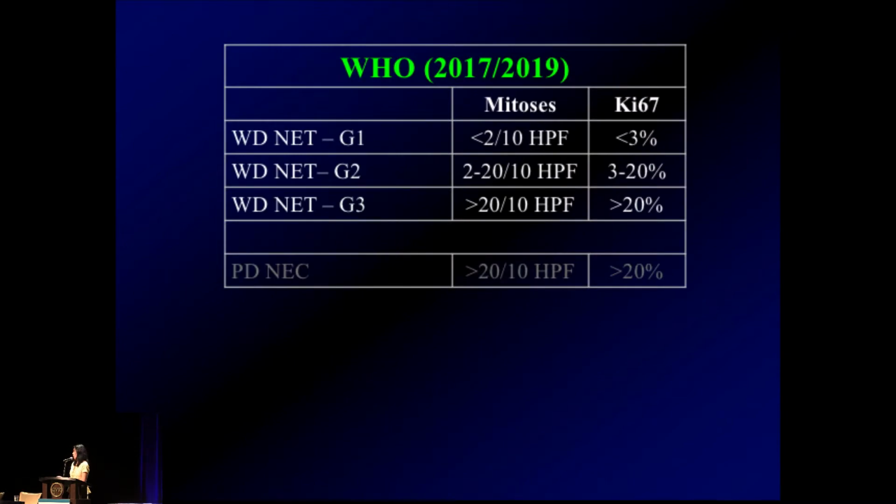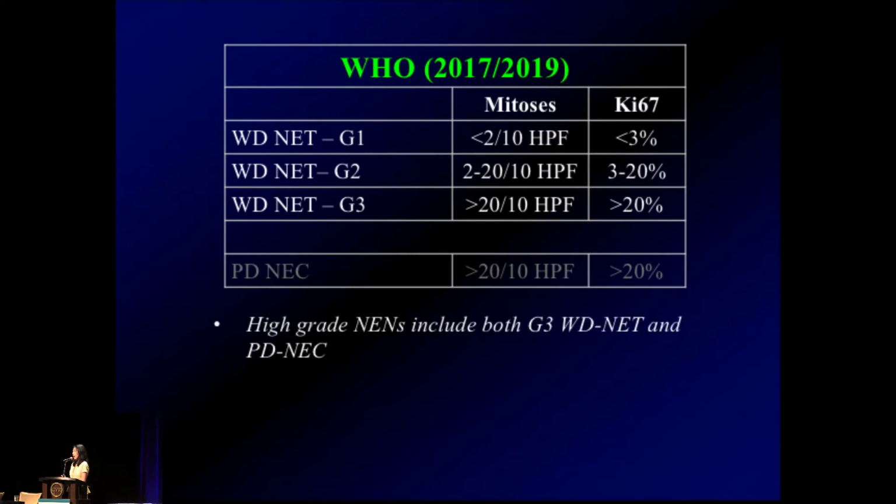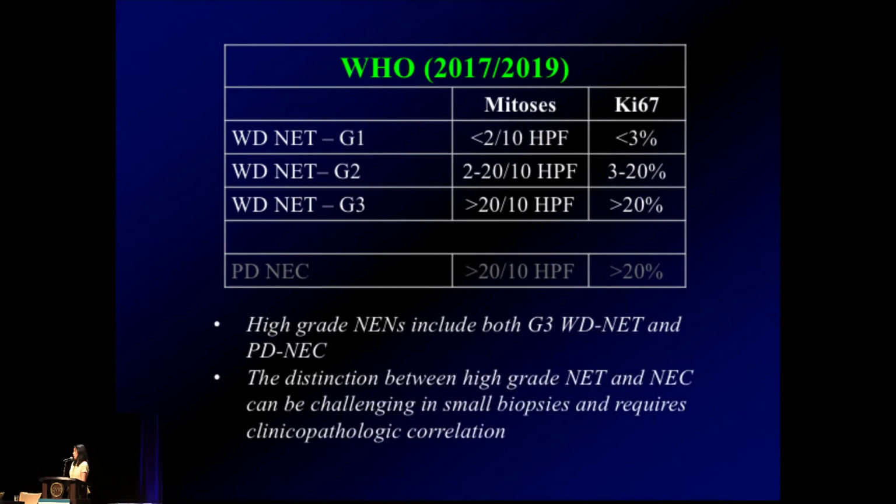As alluded to earlier, proliferative activity is used to grade a tumor, but not to classify the tumor by its specific type. As you can see here, there's overlapping proliferative activity between well-differentiated neuroendocrine tumor G3 and poorly differentiated neuroendocrine carcinoma. So-called high-grade neuroendocrine neoplasm: I call it neoplasm when I don't know whether it is a T or a C. So I use neoplasm when I cannot be sure, including both these entities, and this can be very difficult in small biopsies.